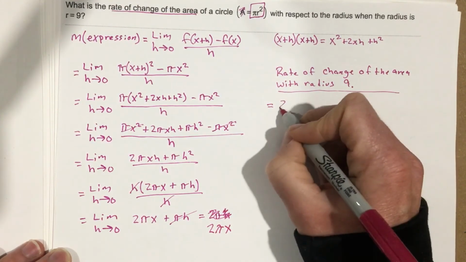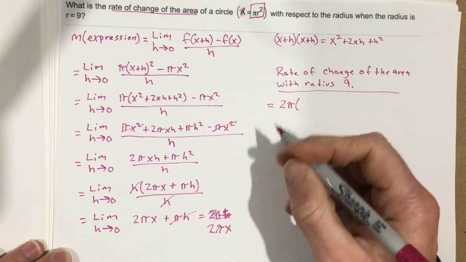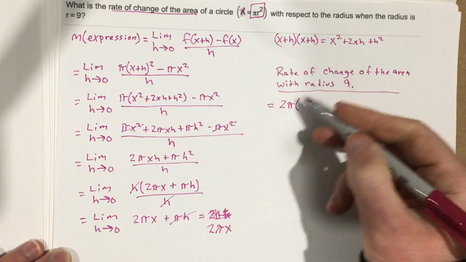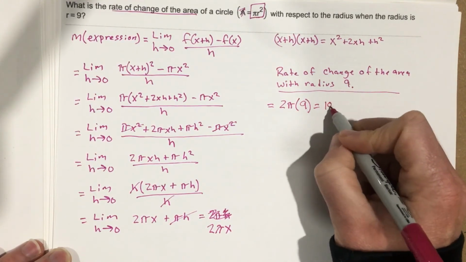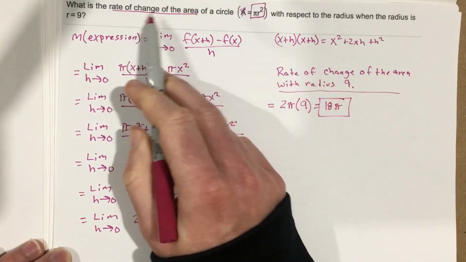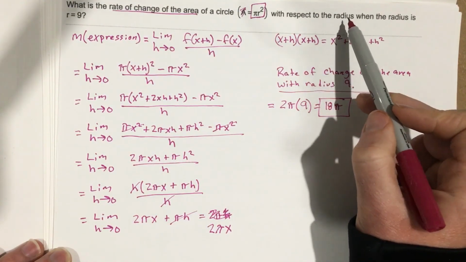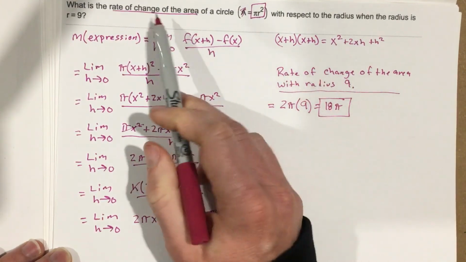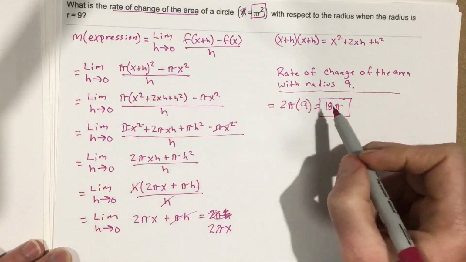So this should be 2 pi times the x value, which, remember, the x value is just the r value in the original problem. So 2 pi times 9, which is going to be 18 pi. So the rate of change of the area of the circle with respect to the radius, so as the radius changes, the rate of change of the area increases, with a radius of 9, to 18 pi.